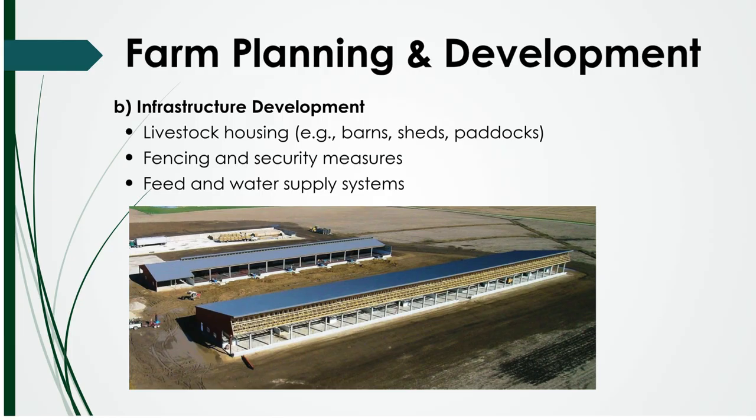Right, in the farm planning and development, we also have to look into the infrastructure development. So what kind of infrastructure you want to build? Livestock housing, barn shed or paddocks, fencing and security measures, biosecurity lah, and then feed and water supply system. These are necessary things that you have to look into in the infrastructure development.